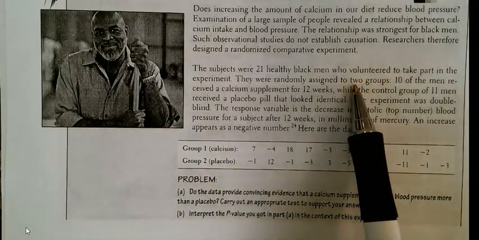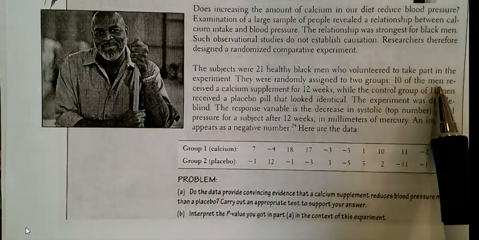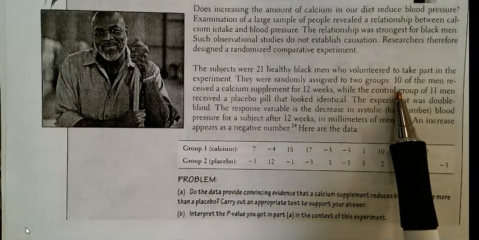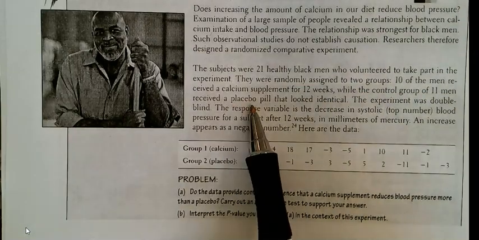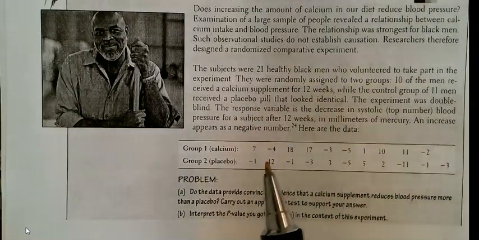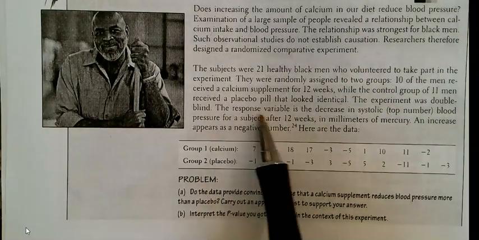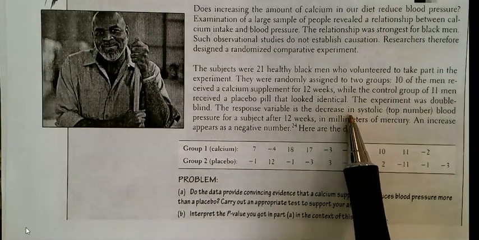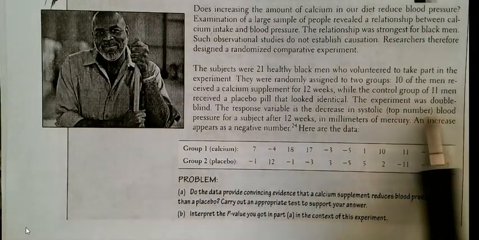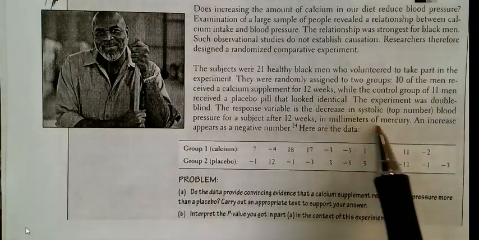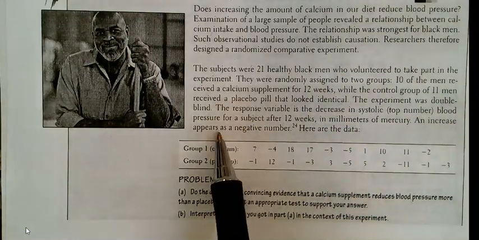They were randomly assigned to two groups. Ten of the men received a calcium supplement for 12 weeks, while the control group of 11 men received a placebo pill that looked identical. The experiment was double-blind. The response variable is the decrease in the systolic, top number, blood pressure for the subject over 12 weeks, in millimeters of mercury. The increase appears as a negative number.